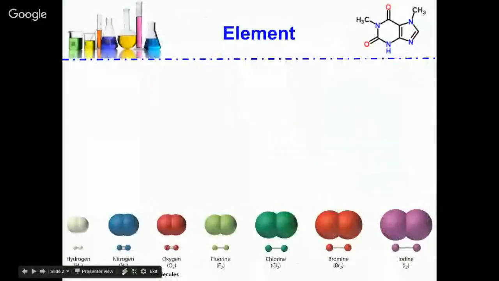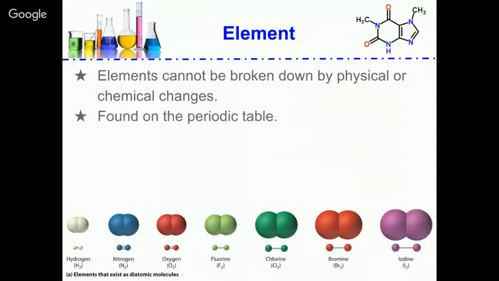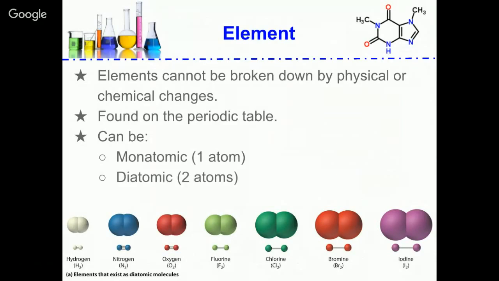So let's talk about an element. An element, remember, cannot be broken down by physical or chemical changes, and it's found on the periodic table. It can either be monatomic, which is one atom, or diatomic, which is two atoms. The diatomic elements on the periodic table, remember Dr. Brinkelhoff: bromine, iodine, nitrogen, chlorine, hydrogen, oxygen, and fluorine. And I have an image of all of them on the bottom of the slide for you to remember as well.